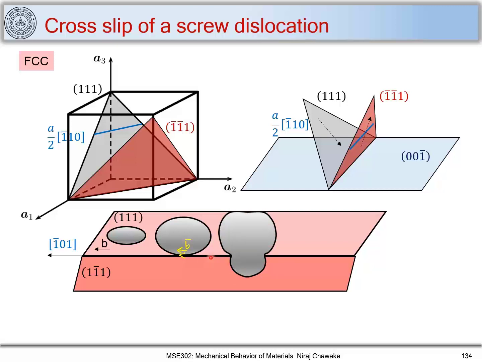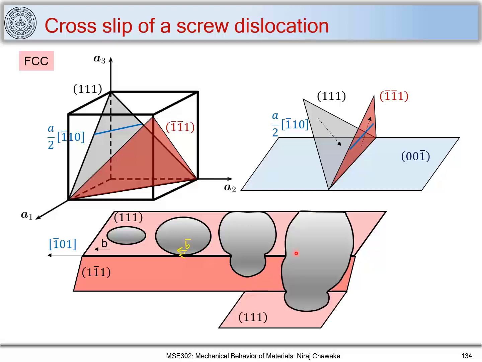Now when I still keep applying shear stress, this loop can cross slip and can again come back to the original slip plane or another 111 plane in this fashion, and then it can expand on this 111 plane too. Where the loop is being expanded, it is called slip. This is where the screw character cross slips on another 111 plane. It is called cross slip, and when it glides again back to the original 111 plane, this is called double cross slip. So you have slip, cross slip and double cross slip of a screw dislocation.